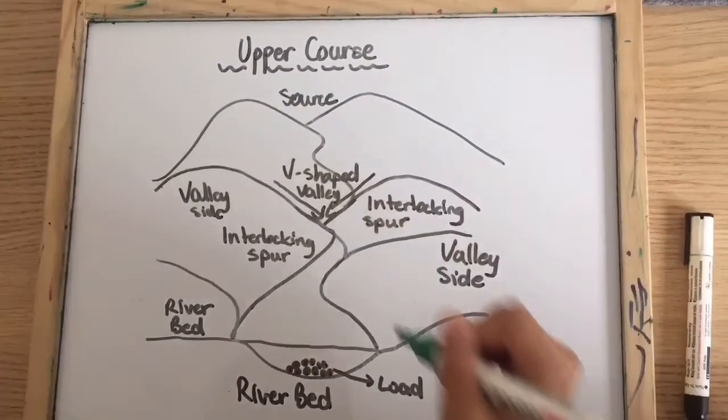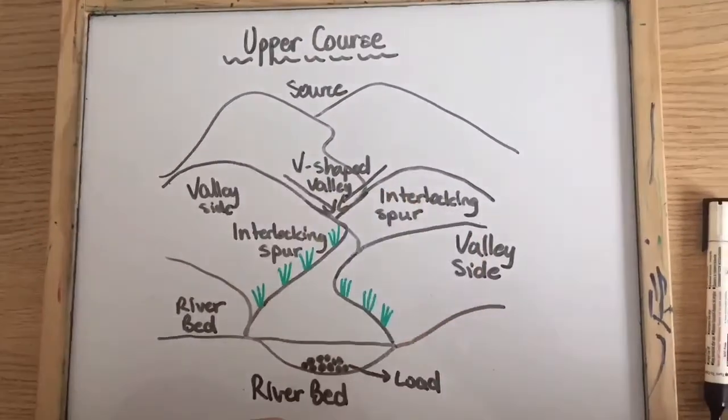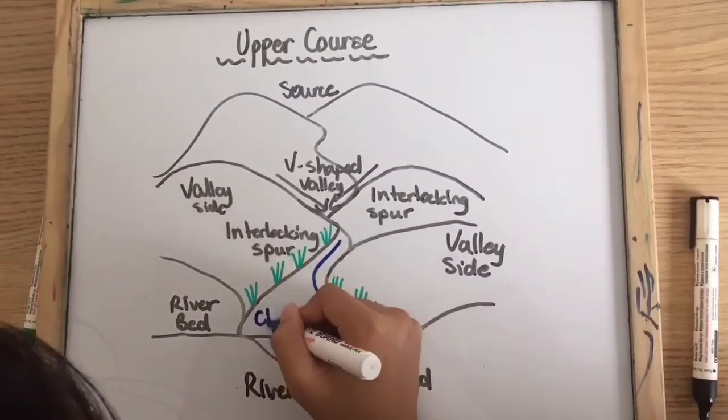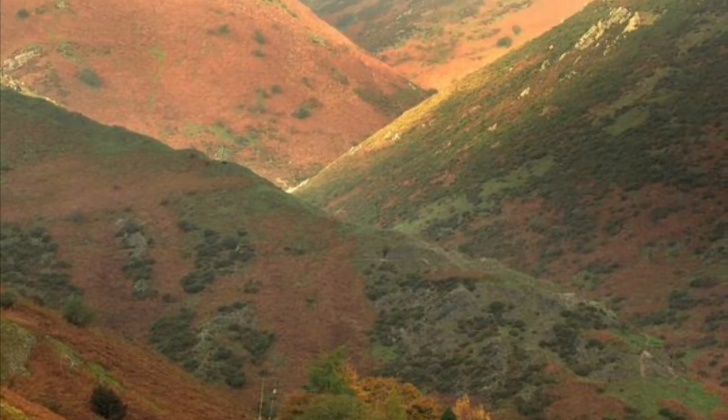Let's discuss interlocking spurs. In the upper course, there is more vertical erosion. The river cuts down the valley. If there are any areas of more resistant rock, which are harder to erode, the river will bend around it. This creates interlocking spurs of land.